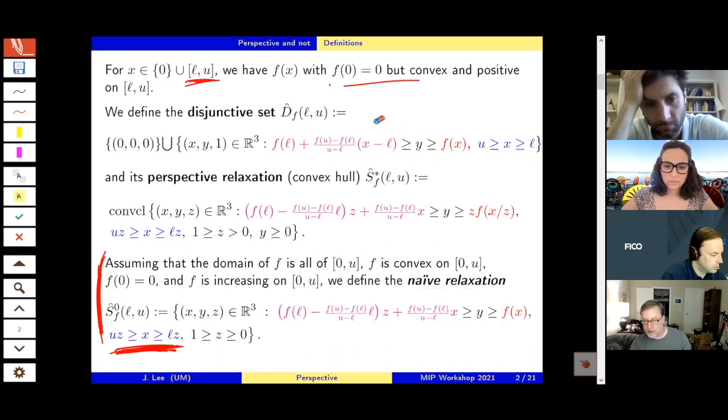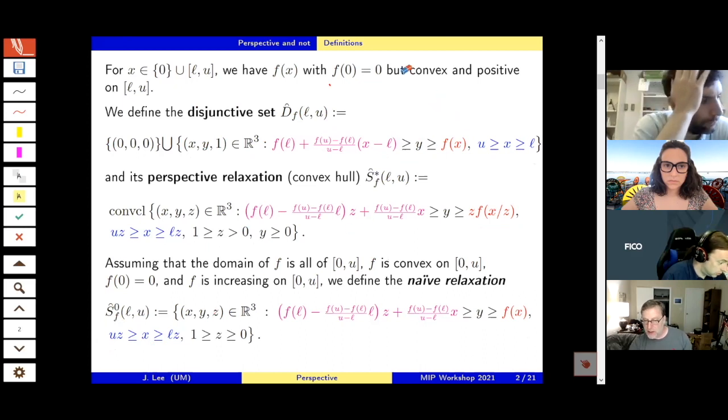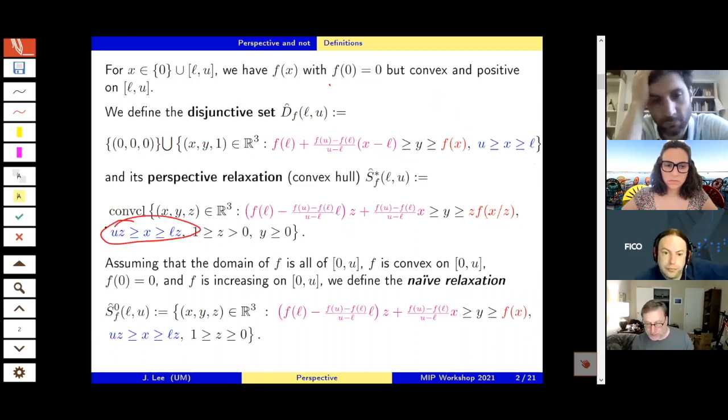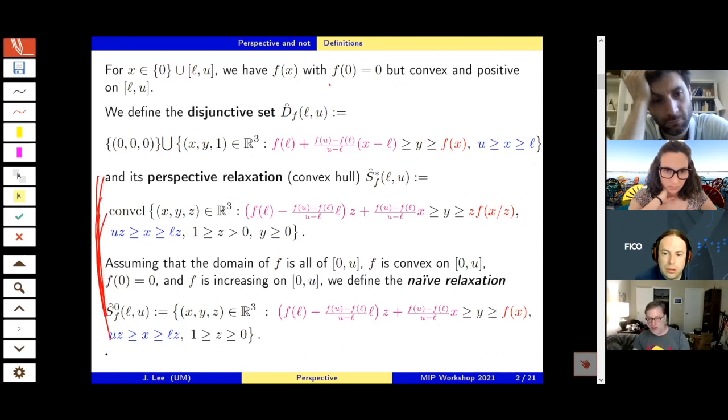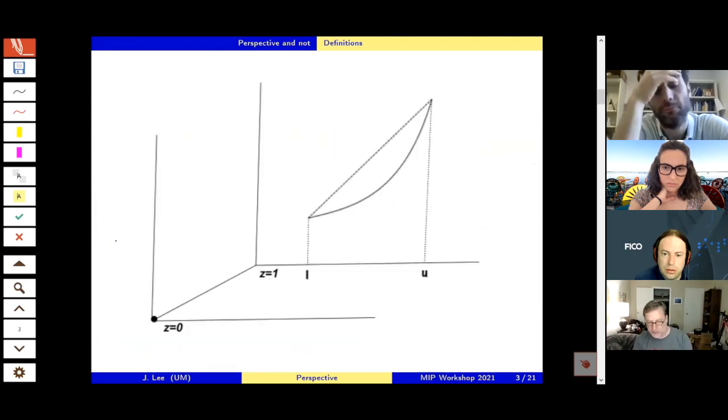I didn't really say this, but maybe it was obvious to all you MIPers that the reason for this is that if Z is 0, that forces X to be 0, and if Z is 1, it allows X to be between L and U. I should have said that sooner. So these are the kinds of sets we look at, and in some earlier work, we compared these two things, allowing f, L and U to be different, and tried to understand for which f or what L and U these things are close to each other. Because if they're close, we can get away with this relaxation, which is much lighter, easier for solvers to handle.